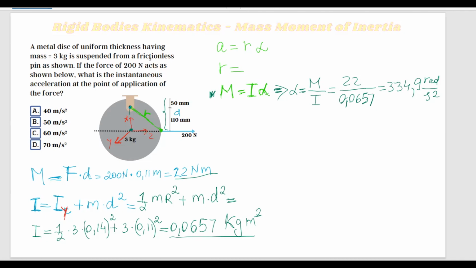Let's calculate r. How can we calculate r? If you look here, it is very clear that you have a right triangle. These are the two catheti, and r is the hypotenuse. So r is equal to the square root of uppercase R squared plus this distance d squared, which is the square root of 0.14 squared plus 0.11 squared. I get a value for r of 0.178 meters.